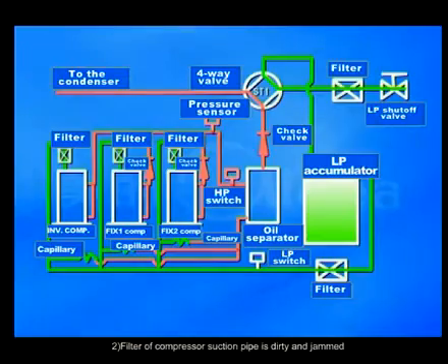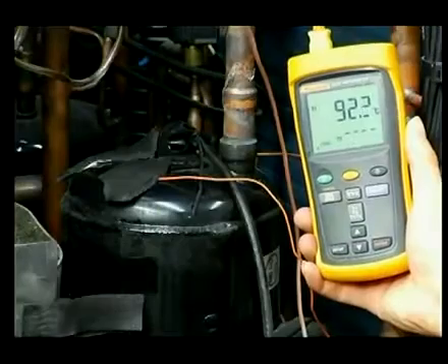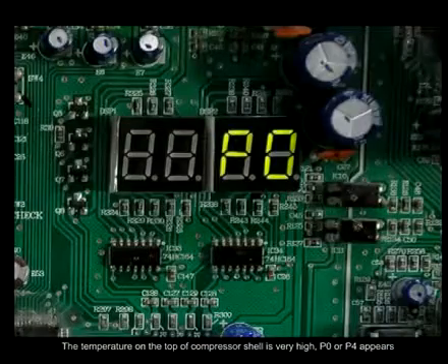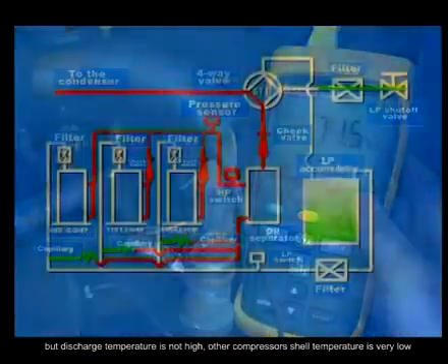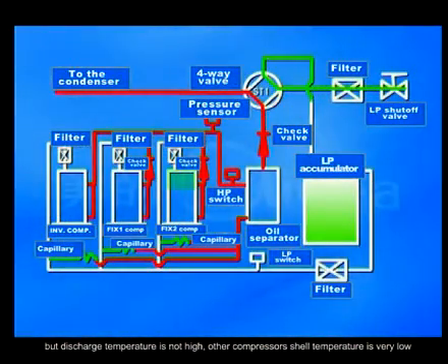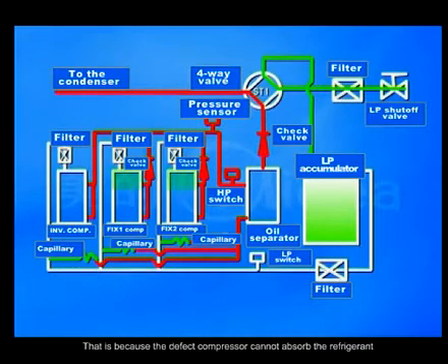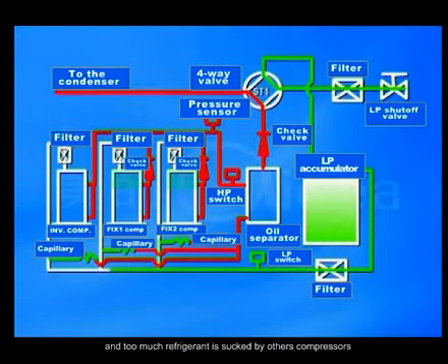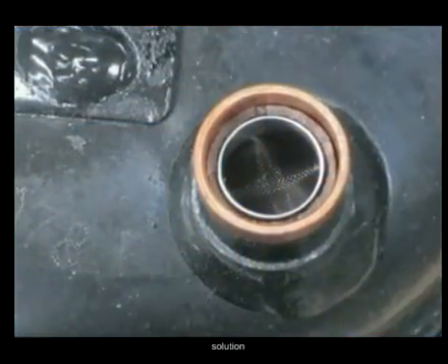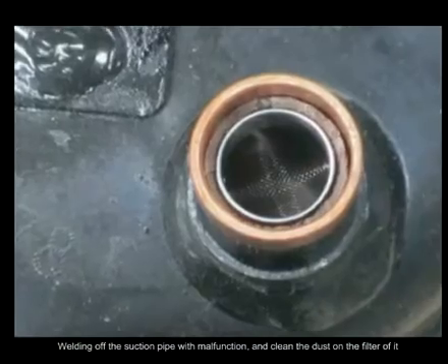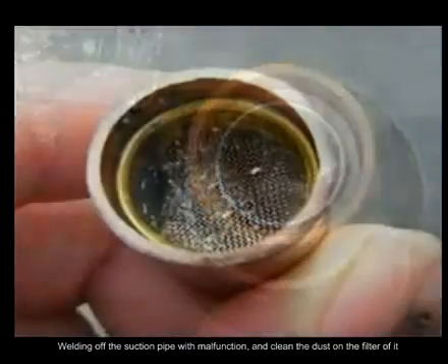2. The filter of the compressor suction pipe is dirty and jammed. The temperature on the top of the compressor shell is very high. P0 or P4 appears, but discharge temperature is not high. Other compressors' shell temperature is very low. That is because the defective compressor cannot absorb the refrigerant, and too much refrigerant is sucked by other compressors. Solution: weld off the suction pipe with the malfunction and clean the dust on its filter.